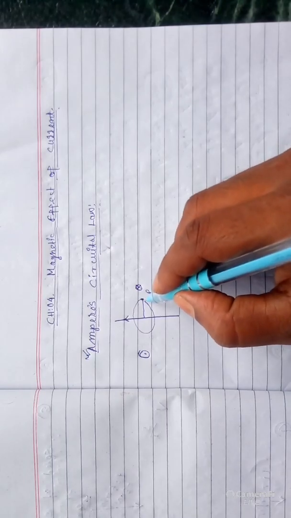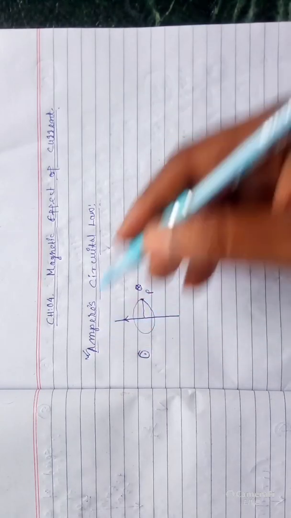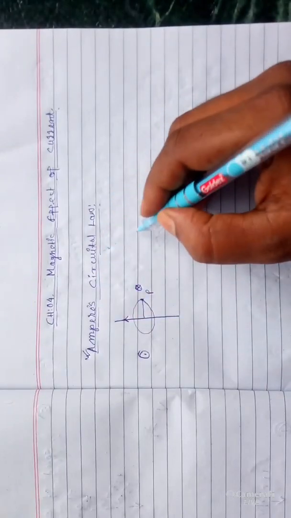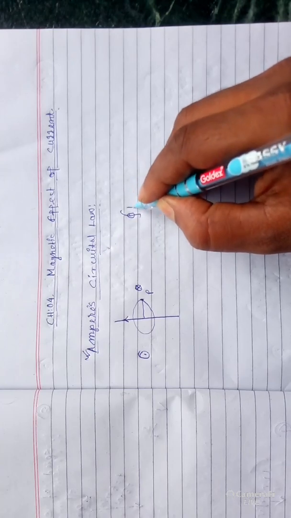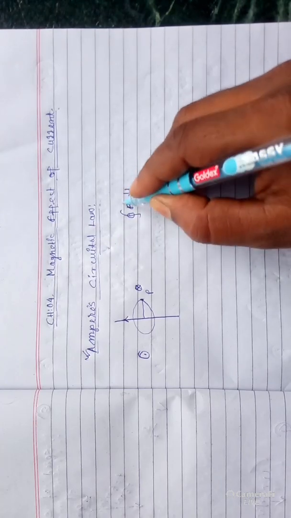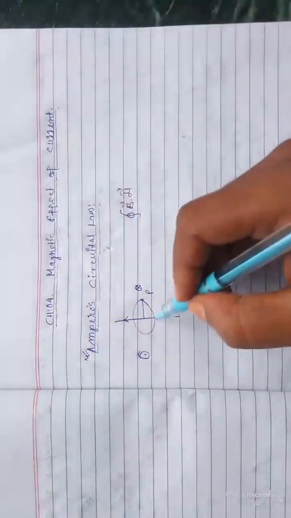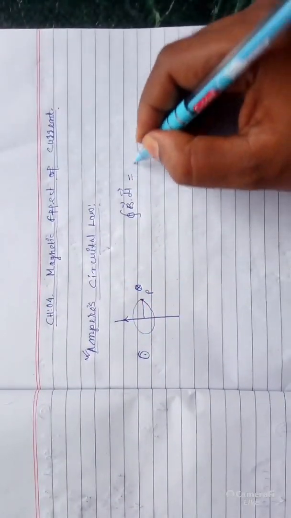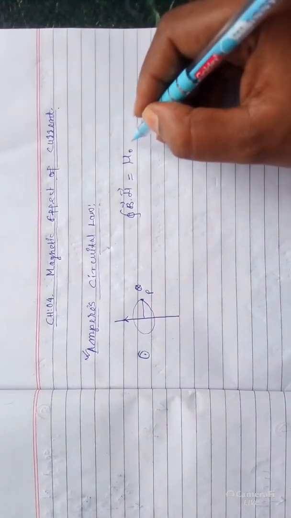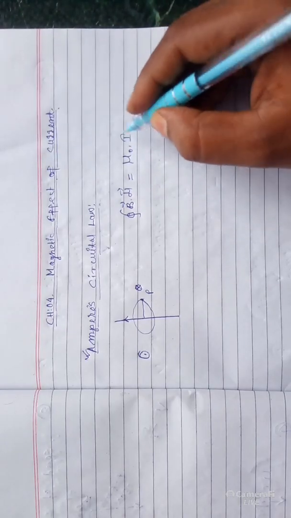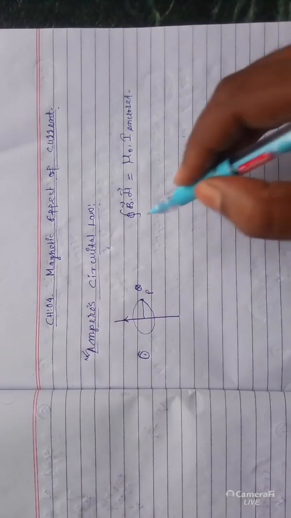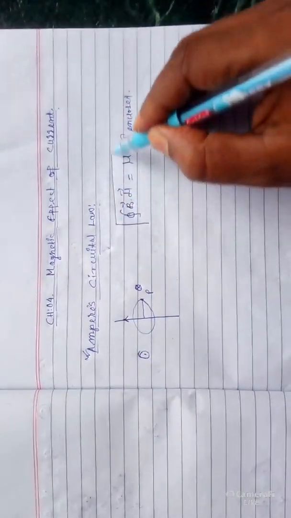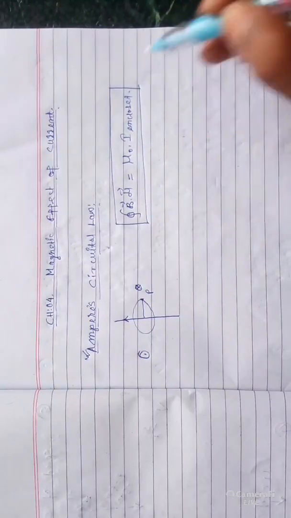The value of the magnetic field at this point, according to Ampere's circuital law, is given by the line integral of the magnetic field. B dot dl over a closed loop is equal to the product of the permeability of vacuum and the current enclosed by the closed path. Clear? So B dot dl is equal to mu naught into I enclosed. This is Ampere's circuital law.